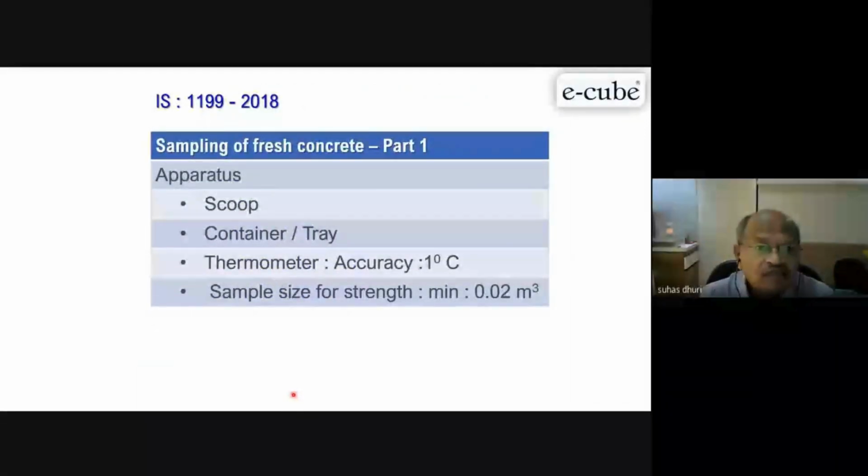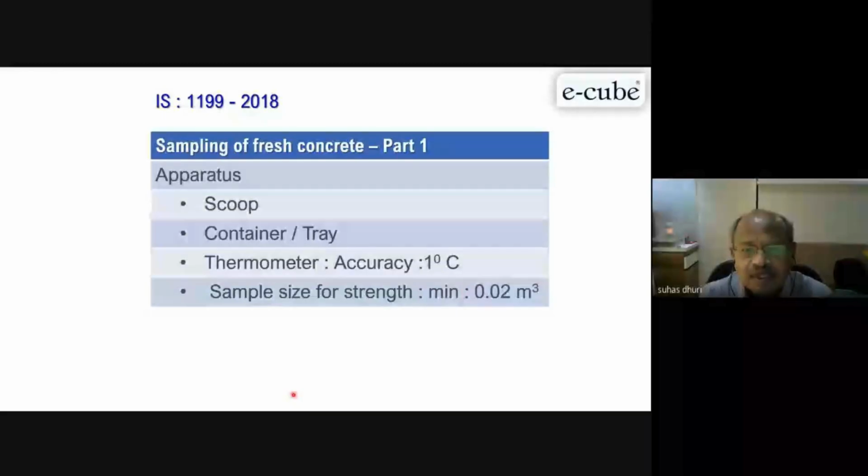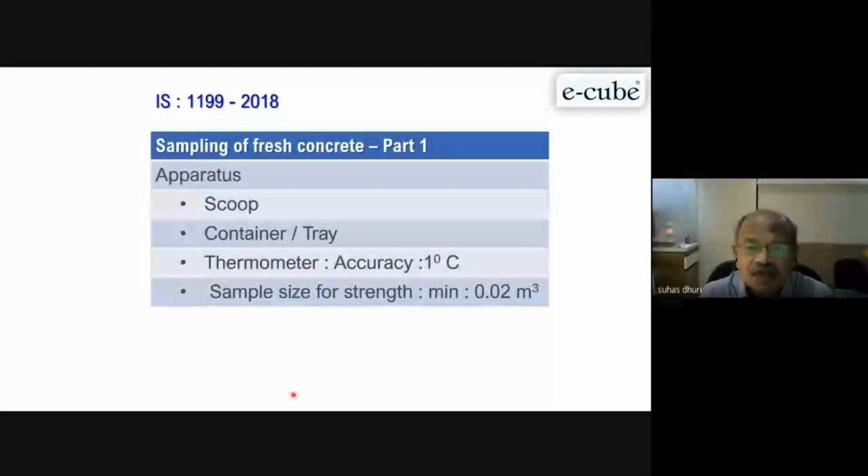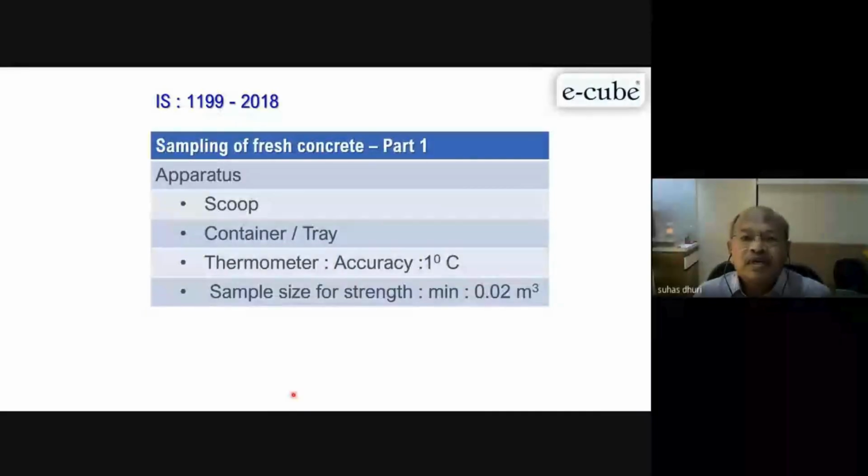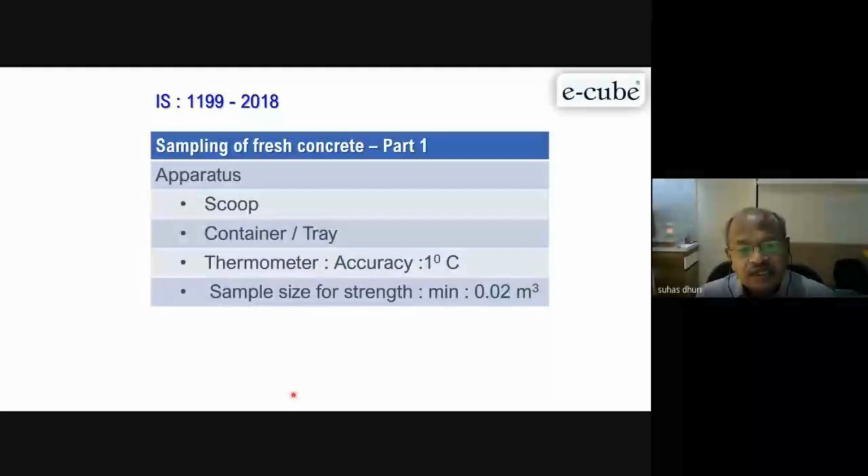Now sampling of the fresh concrete, IS 1199 part 1. Earlier they were not specifying how to take the samples, but now they are saying you have to have a scoop, a container or tray to keep the concrete in the proper manner, and take the samples properly. For temperature also we should have a thermometer which can be used for taking temperature.